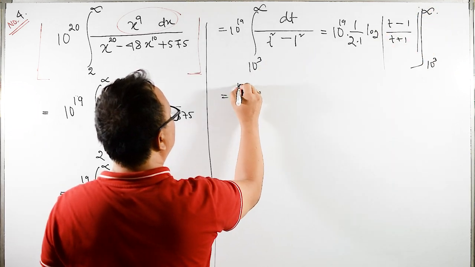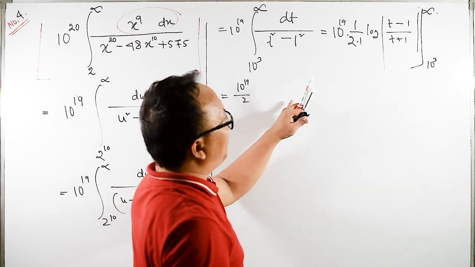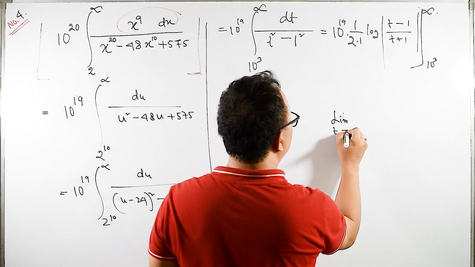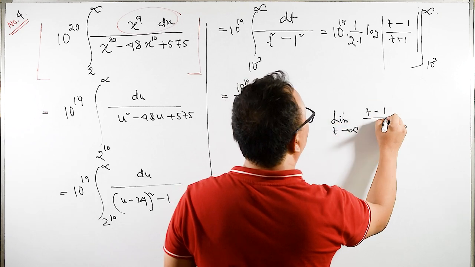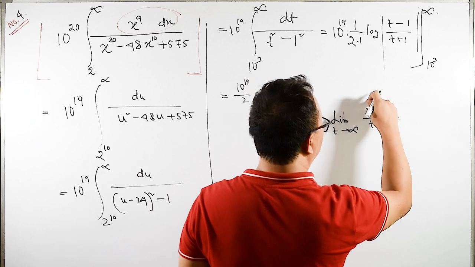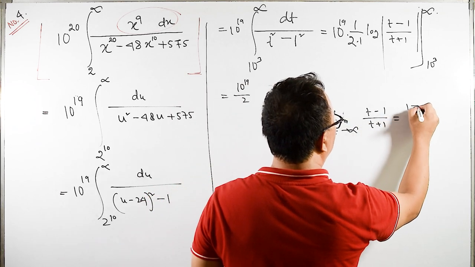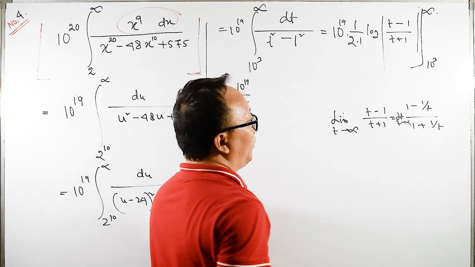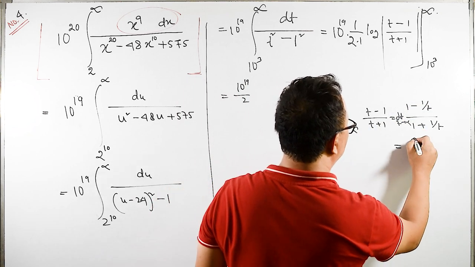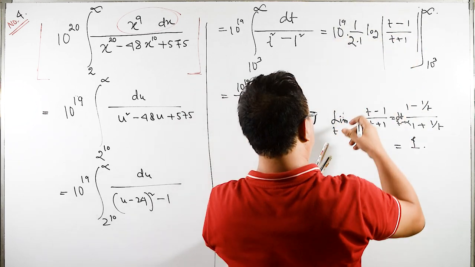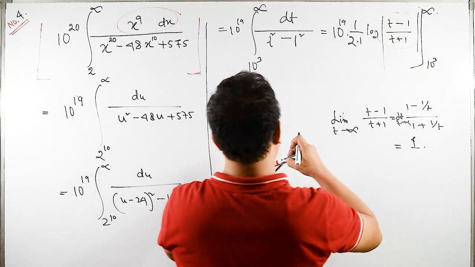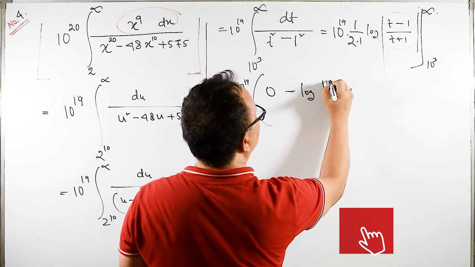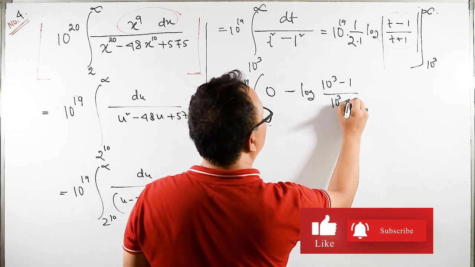Here this is the same as 10 raised to 19 upon 2. Now the upper limit, we have infinity over here. Limit as t tends to infinity of t minus 1 upon t plus 1. Let's see what the value is. If I divide numerator and denominator by t, it is 1 minus 1 by t over 1 plus 1 by t. When t tends to infinity, this becomes 1 by 1, which is 1. Log 1 is 0, therefore the upper limit is 0. Then 0 minus log of, here t is 10 raised to cube, 10 raised to cube minus 1 upon 10 raised to cube plus 1.